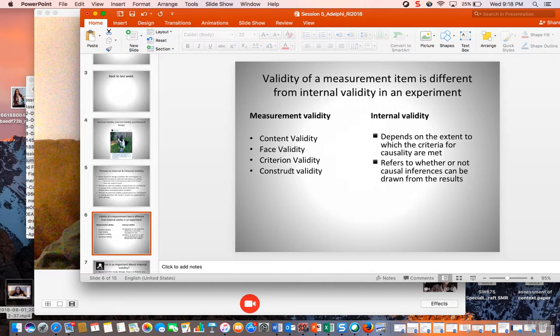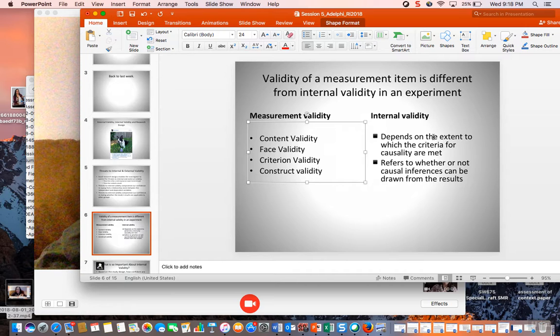So we spoke in the previous video about measurement validity, and we spoke very briefly, and you can read in the textbook, about the different types of measurement validity. Okay, I want you to stop thinking of that right now, because that really has to do with, again, a way you would measure a certain concept.